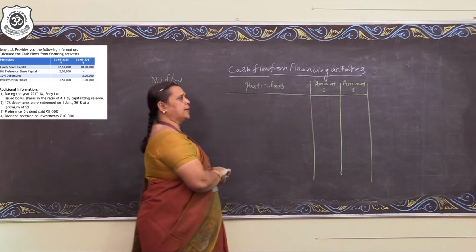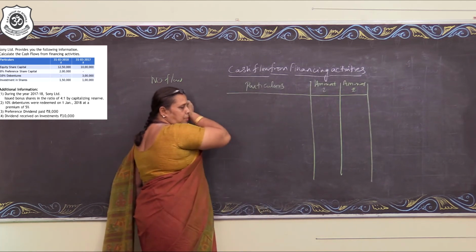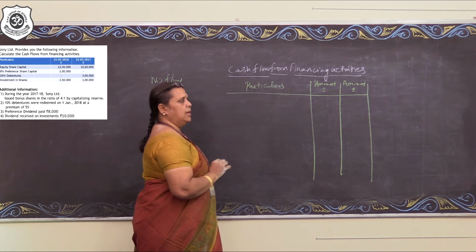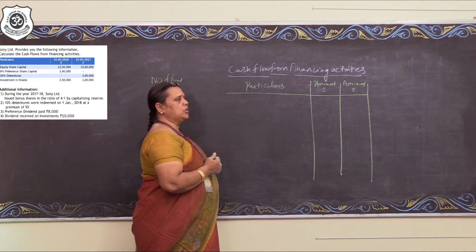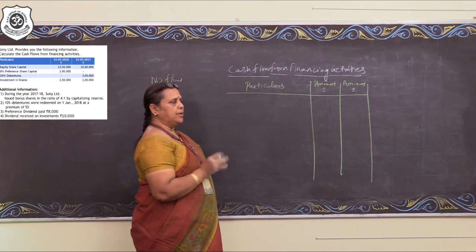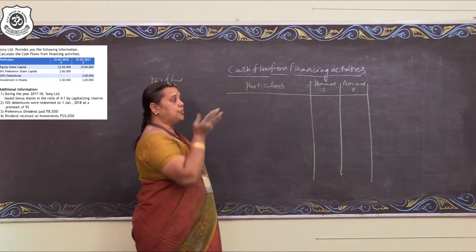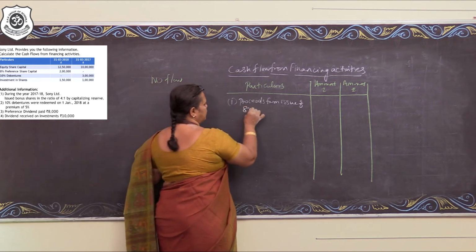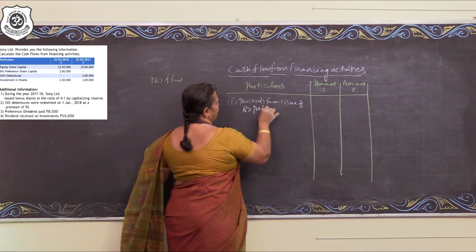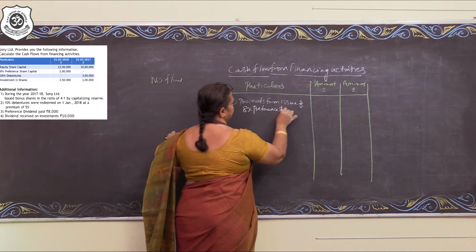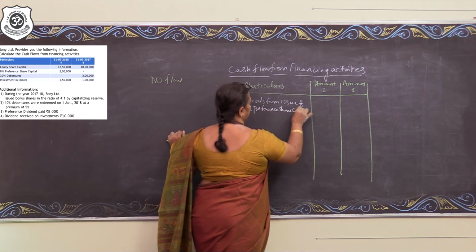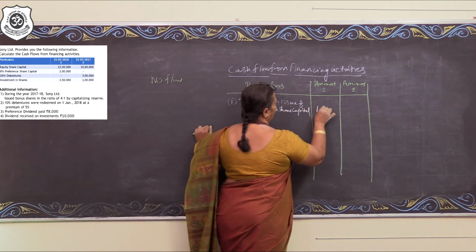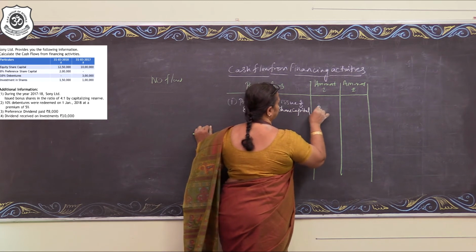Your preference share capital is increasing from the base year to the current year from nil balance to 2 lakhs. Now see the additional information regarding preference share capital. There is no additional information for the increase in preference share capital. Therefore, we can straight away say that proceeds from issue of 8% preference share capital, 2 lakh rupees.